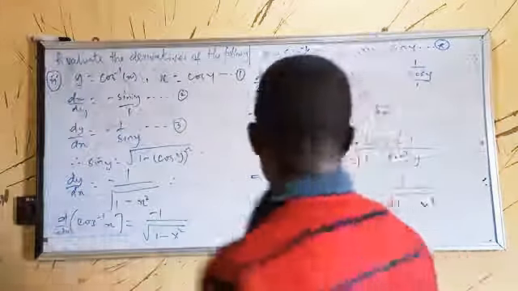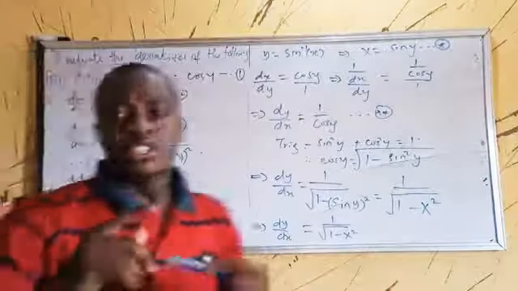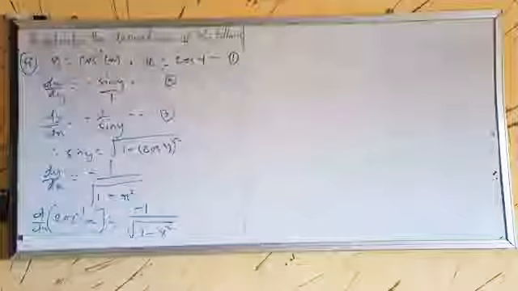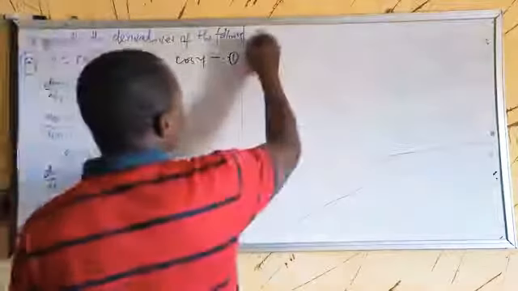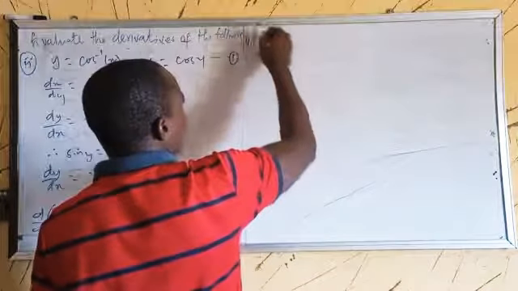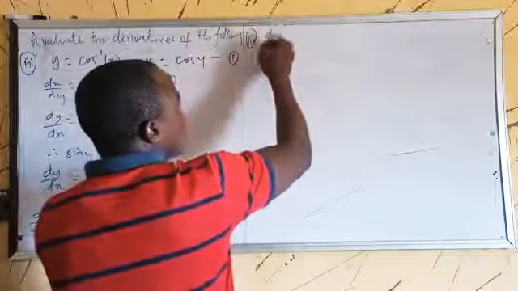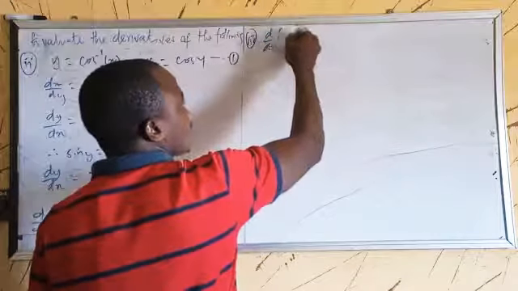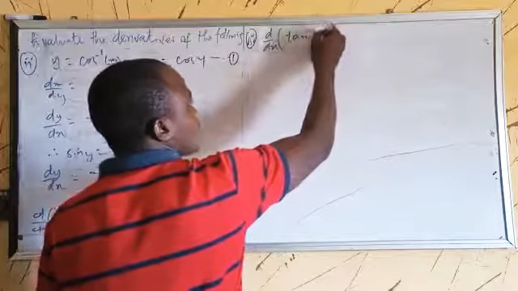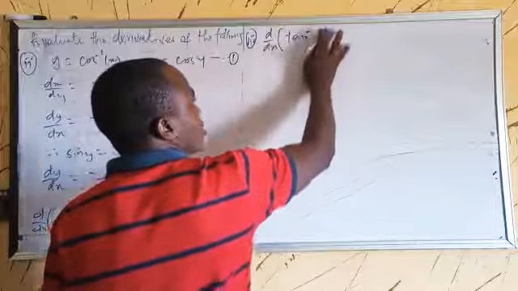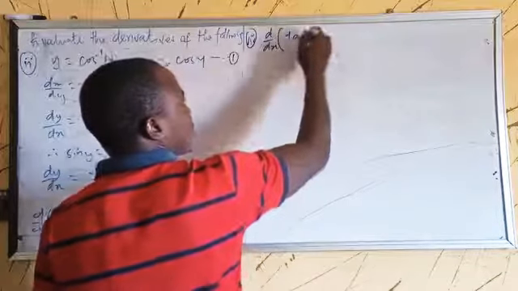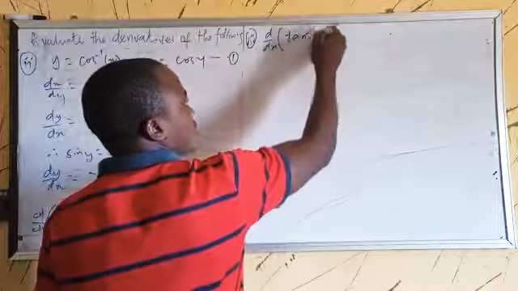So now let's say from what you have, the third one, that is tan inverse. So let's start by solving the third one. The third one said d/dx of tan inverse of x, that is tan inverse of x.